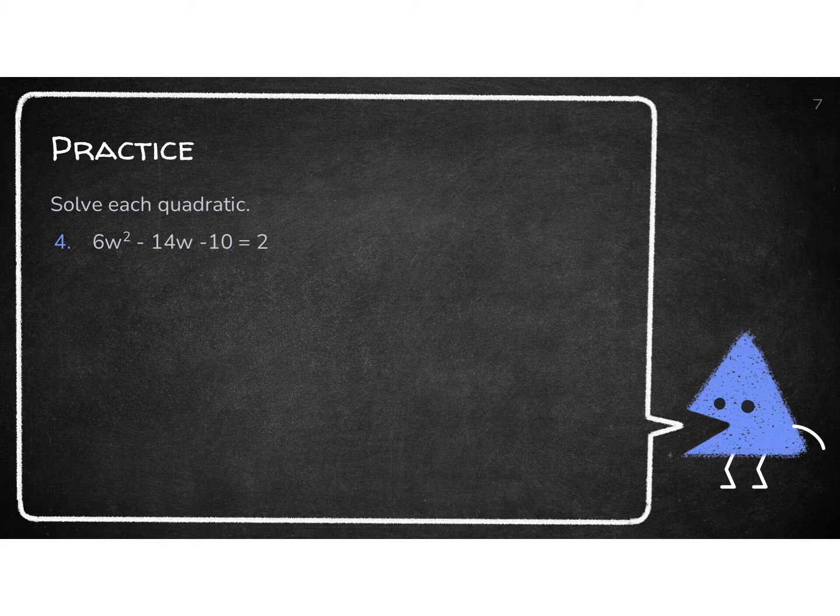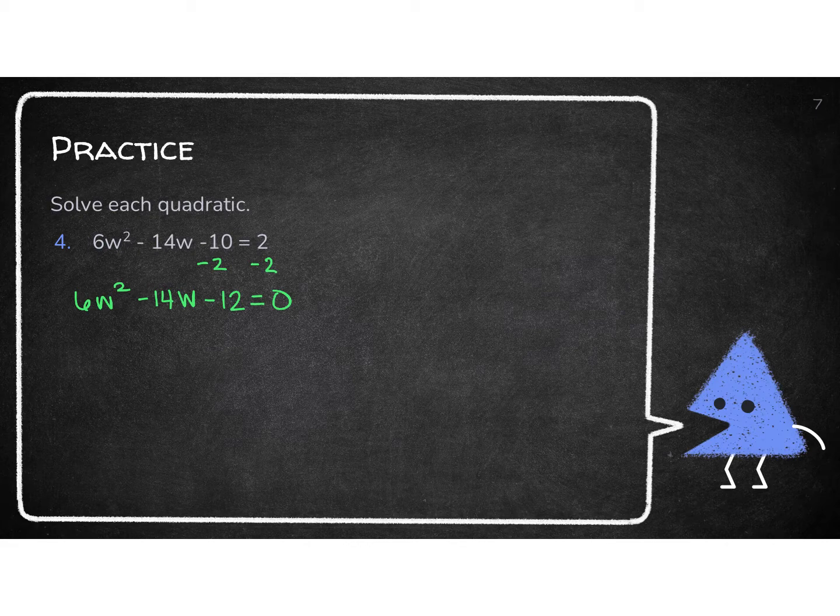All right, let's look at number 4 here. First things first, am I set equal to 0? I'm not, so I'm going to go ahead and subtract 2 and move that over to the other side. So I'm going to minus 2, minus 2. So I have 6w squared minus 14w. Negative 10 minus 2 is negative 12. Now I'm set equal to 0.